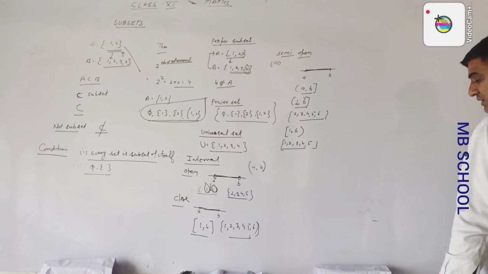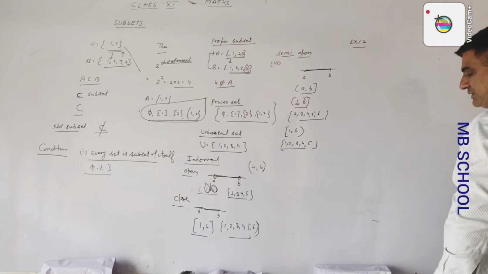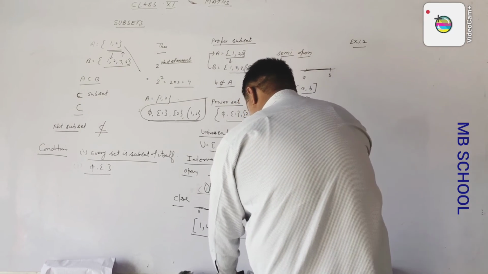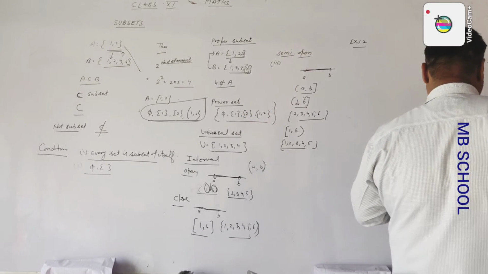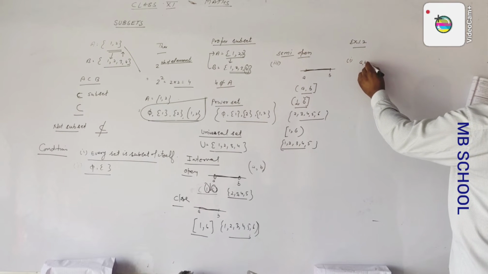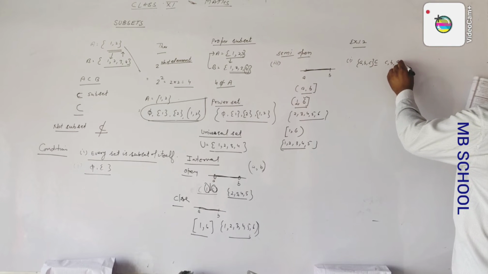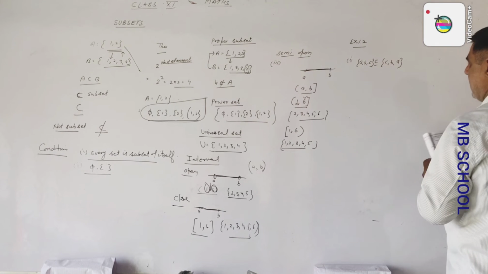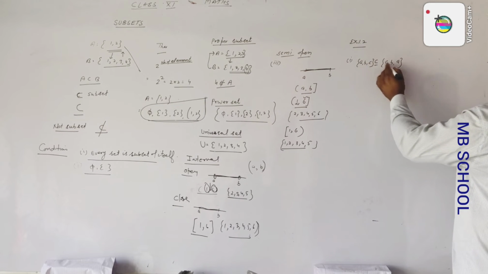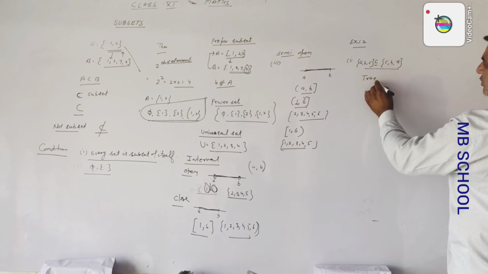Now we discuss exercise 1.2. Few questions. First question from this exercise, we say: examine whether the following are true or false. First part: {A, B, C} is a subset of {C, B, A}. Here all elements of the first set belong to the second. A belongs to these, B and C. So it is a subset of this set.